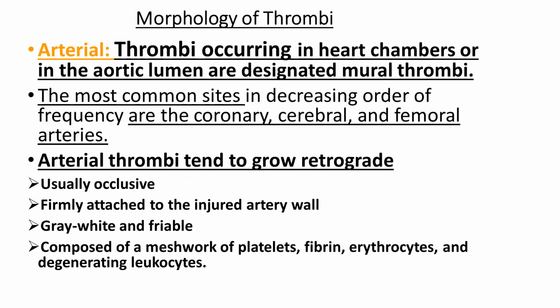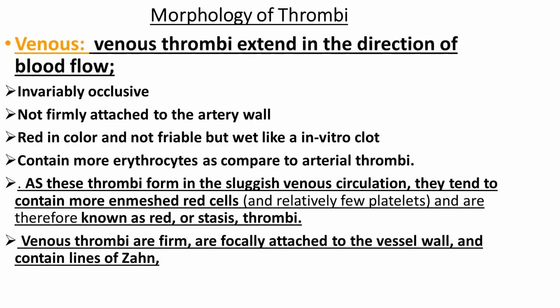Arterial thrombi affecting the heart chamber or the aortic lumen are designated as mural thrombi. The most common sites in decreasing order of frequency are the coronary, cerebral, and femoral arteries. Arterial thrombi tend to grow retrograde, are usually occlusive, commonly attached to the arterial wall, gray-white, and composed of a meshwork of platelets, fibrin, erythrocytes, and degenerating leukocytes. Venous thrombi extend in the direction of the blood flow.